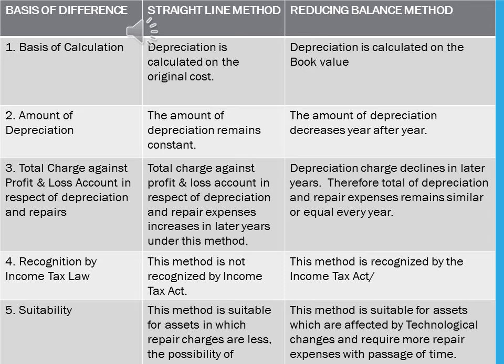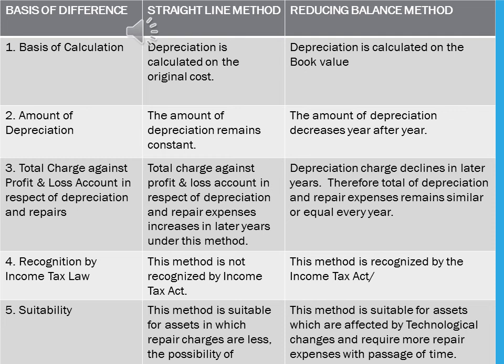This slide tells about the difference between the straight line method and reducing balance method. If we see the basis of calculation, in straight line method we calculate it on the original cost of the asset, whereas in reducing balance method we calculate it on the book value of the asset. The second point, the amount of depreciation, says that depreciation is constant every year, whereas in reducing balance method the amount differs and decreases year after year.